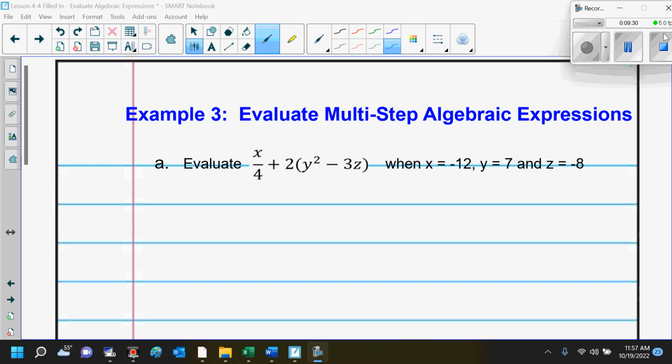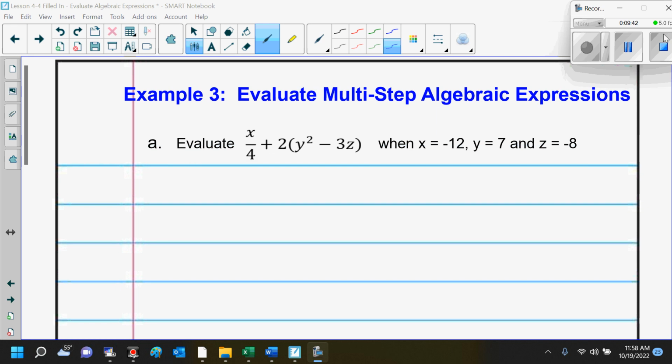All right, example 3 is evaluate multi-step algebraic expressions. Okay? Make sure you write this down first. Do this right now. All right, so example 3a, we have x over 4. Remember that over 4, the fraction bar means what? Divide. Very good. So we have x divided by 4 plus 2 times the quantity, y squared, minus 3z. We want to evaluate that when x is equal to negative 12, y is equal to 7, and z is equal to negative 8. So the first step is what?